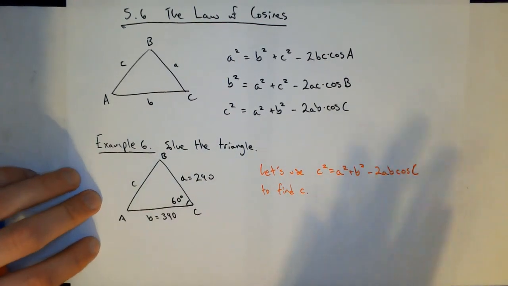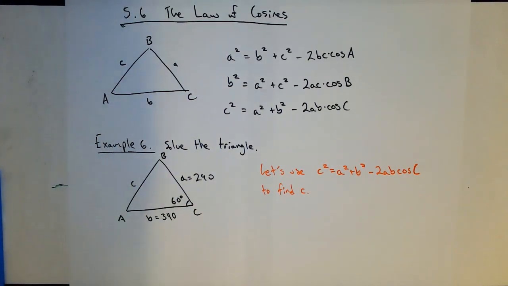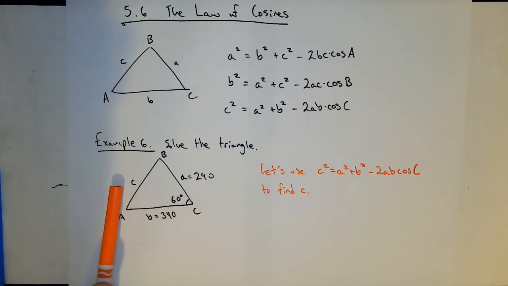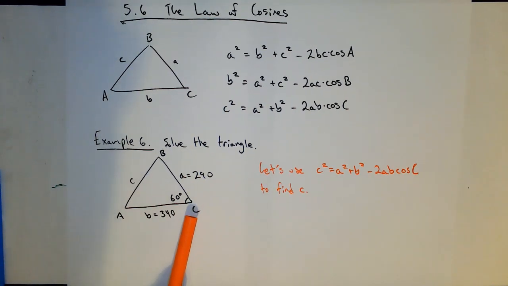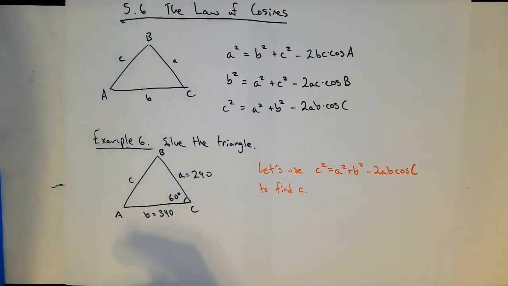Let me go backwards a little bit here. How did I know, first of all, that I want to find side c? It's always useful to find the side that's opposite to the angle that you know. Because think about the law of sines. If I can find it.